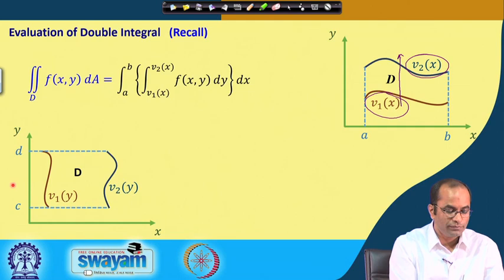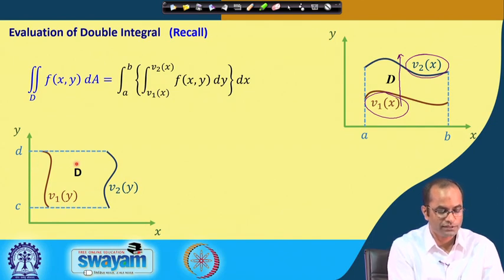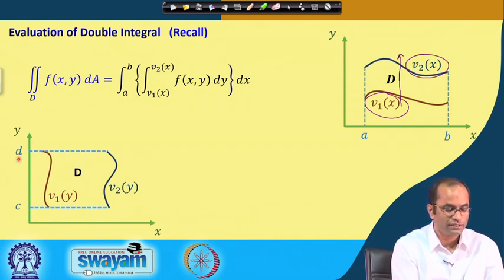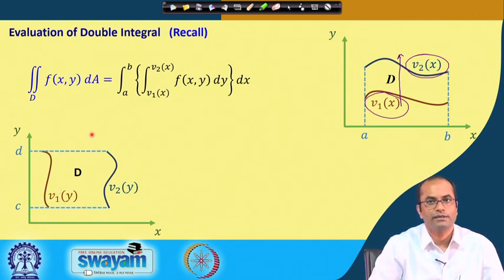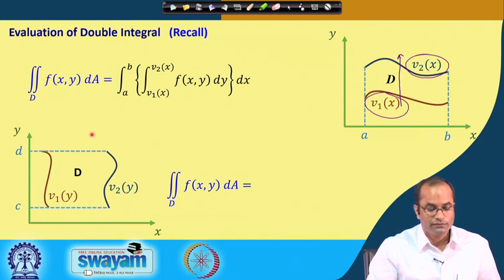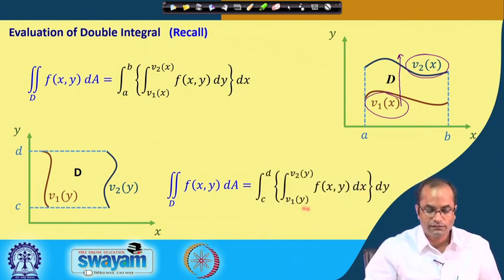Or we have this domain, for instance. In this case we have to consider first the integration with respect to x, because it is easier to set the variable limits for x. So, the limit of x will be from v1(y) to v2(y), and then in the second step we will do the integration with respect to y. So, here we will have the inner integral with respect to x, the limits will be v1(y) to v2(y), and the outer one will have the limits from c to d.